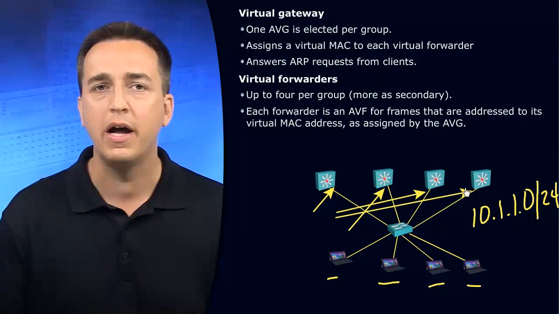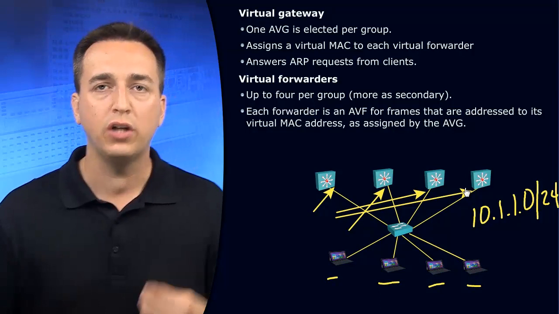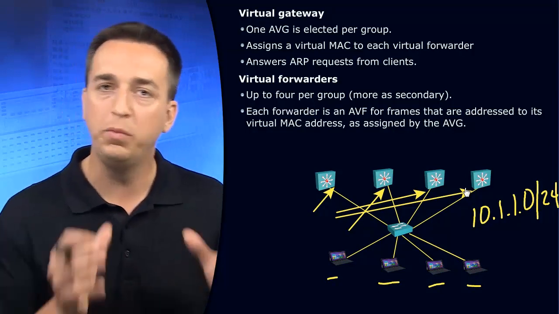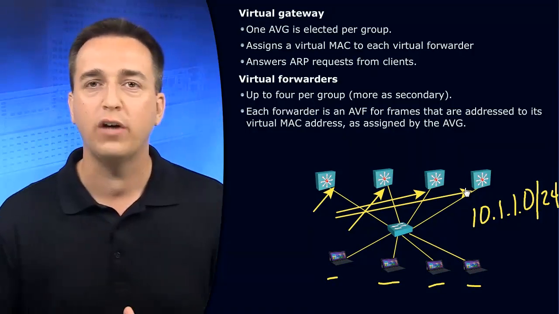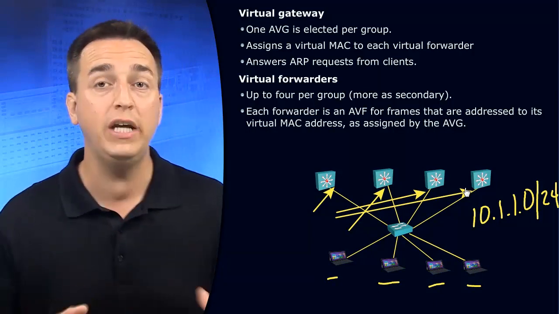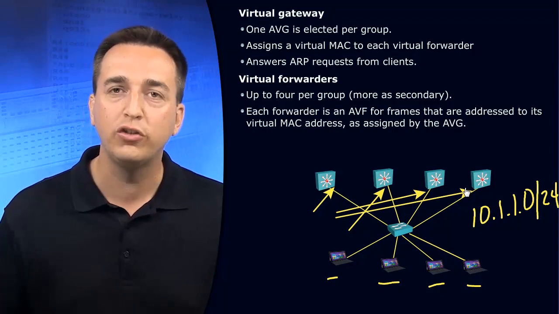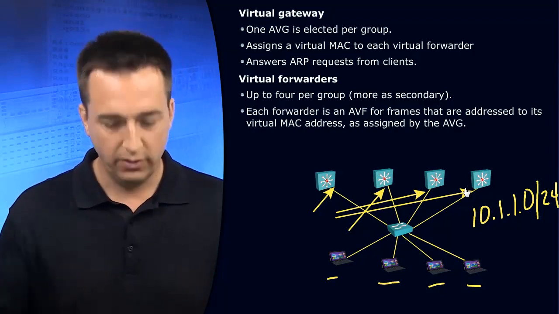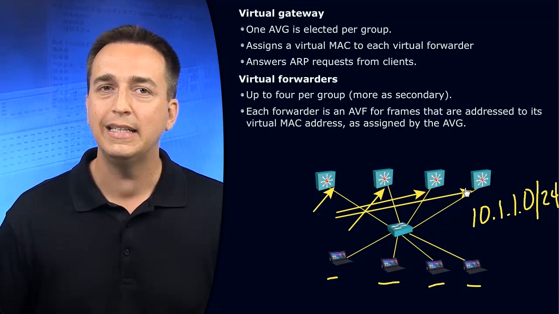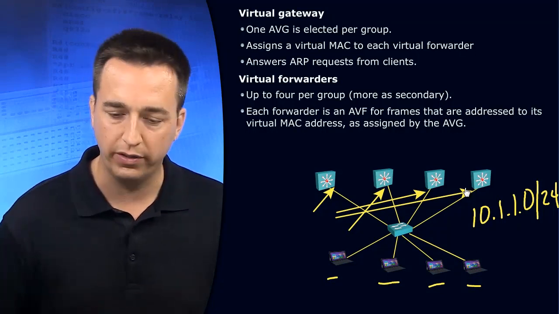So with that in mind, how does HSRP work? HSRP says one of these will be responsible for forwarding the traffic for every single client. Whereas with GLBP, we can have all 4 of them forwarding traffic for the clients within this subnet. That's a big difference. Here's how this is accomplished.